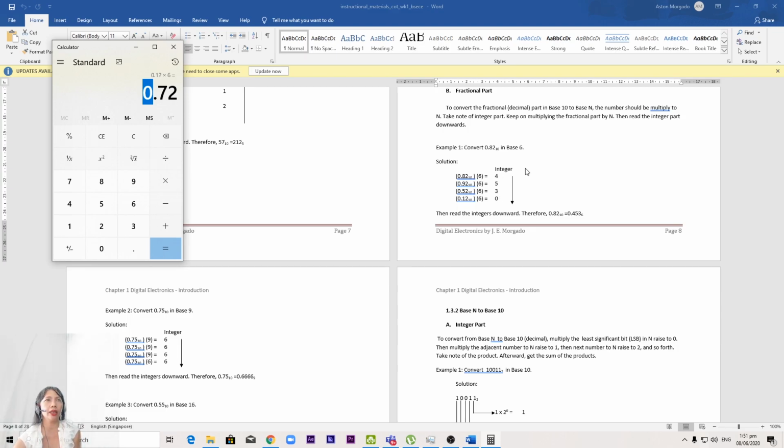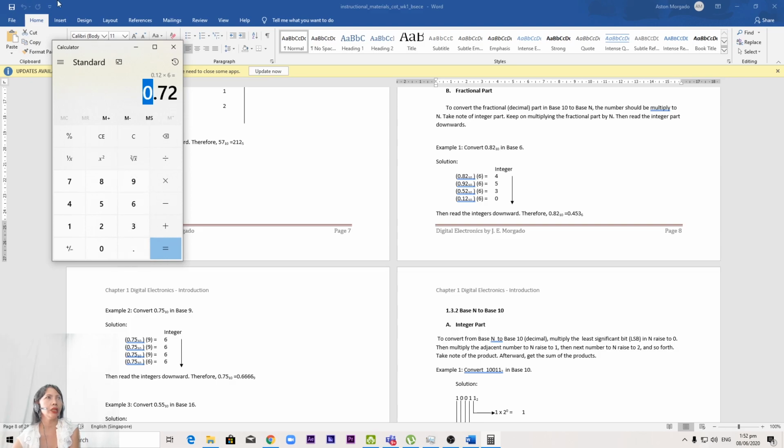Okay. So actually we could have an infinite number, but we don't like to do that. So let's have an agreement. So we shall only obtain up to the first 4 decimal digits. Okay. So convert 0.82 base 10. So then read downwards. Take note of the integer, then you read downwards. So we have 4530. So therefore 0.82 base 10 is actually equal to 0.453 base 6.